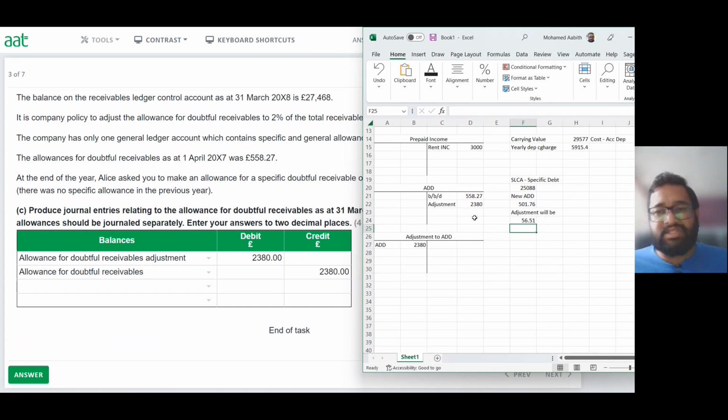56 pounds 51 pence. If I want to reduce that amount by 56.51, I have to do a debit entry. So my first adjustment is going to be an adjustment of 56 pounds and 51 pence. And then this one will say allowance for doubtful debt, 56 pounds and 51 pence.